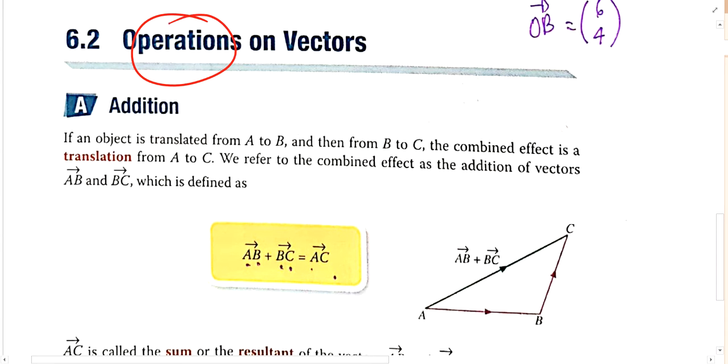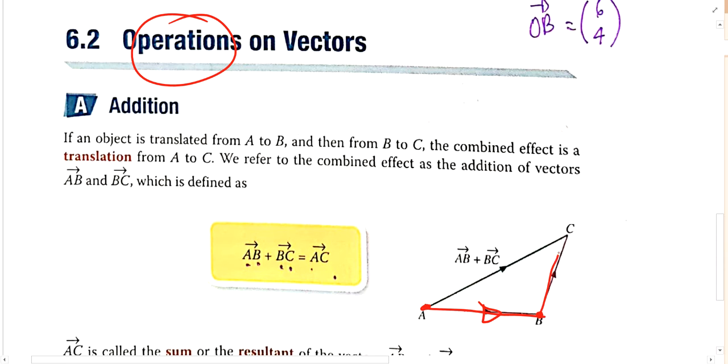Operation. Big word, but it simply means plus, minus, times. Don't have divide. Okay? Just plus, minus, and times. Here we have an object translated from A to B. So it is simply called moving from A to B, translation.